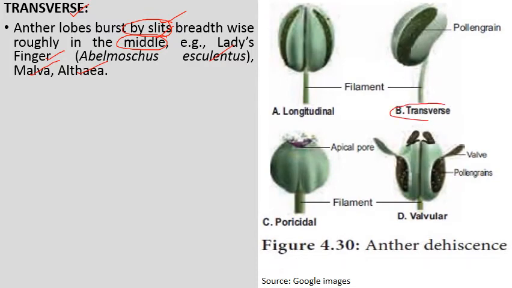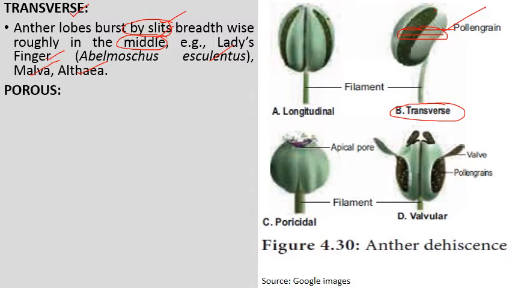So in this case, in transverse dehiscence, a transverse slit appears in the middle of the anther lobe, और वहाँ से pollen grains release होते हैं. This type of dehiscence is known as transverse dehiscence.